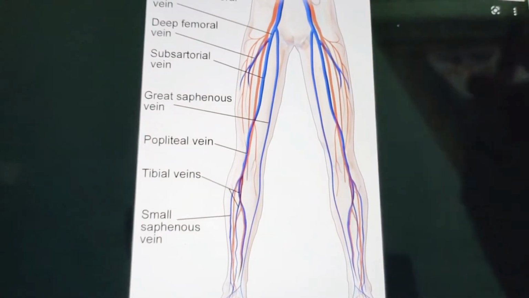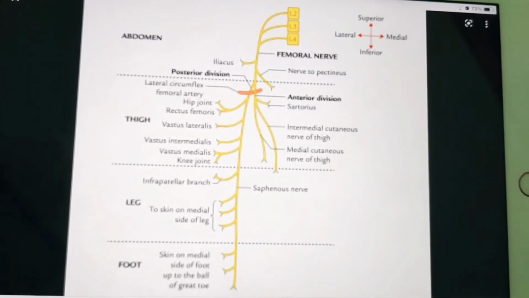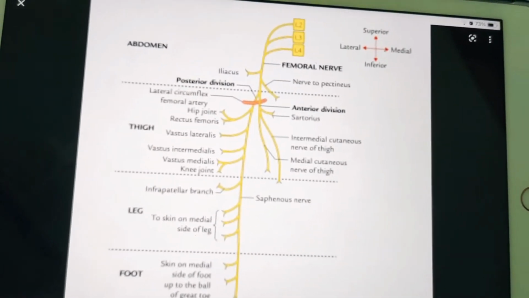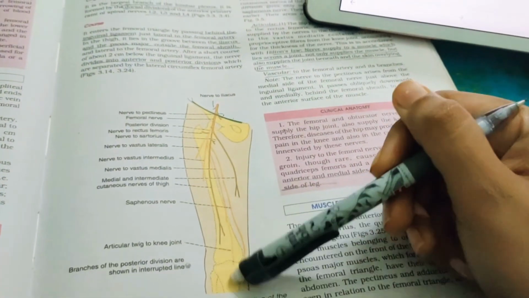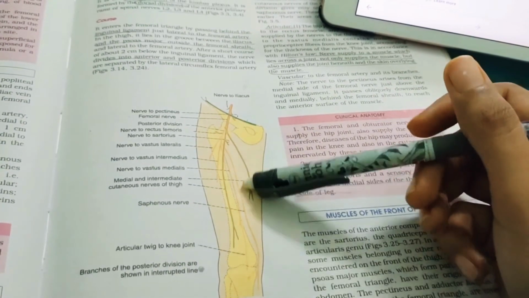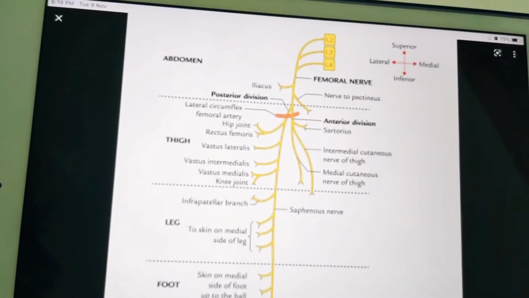Let's switch to another diagram. So this is a proper diagram for the femoral nerve. The femoral nerve is actually the chief nerve of the anterior or extensor compartment of the thigh. You can see here, this is the anterior compartment of the thigh, also called the extensor compartment of the thigh. So this whole part is supplied by our femoral nerve, right? It's the chief nerve of the anterior compartment of the thigh.